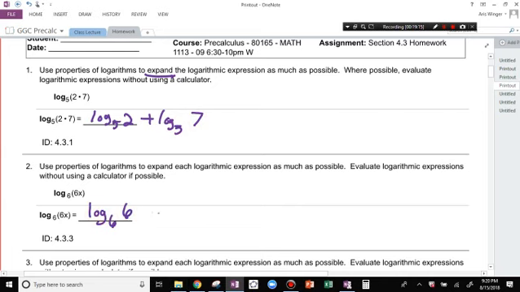Log base 6 of 6 plus log base 6 of x. They're not going to let us leave it like that. Log base 6 of 6? 1. Plus log base 6 of x.